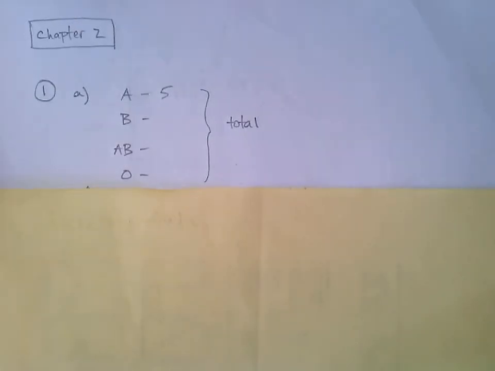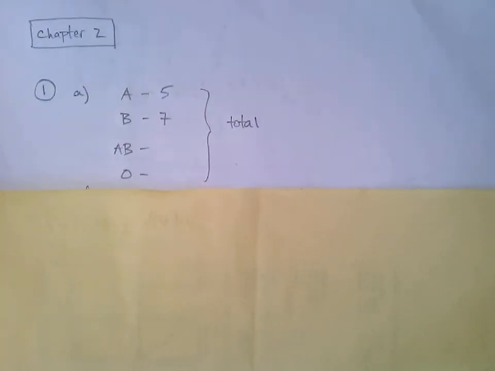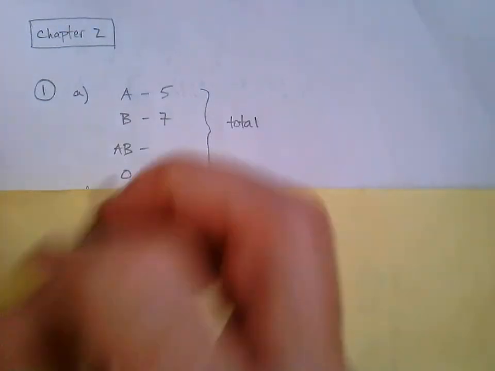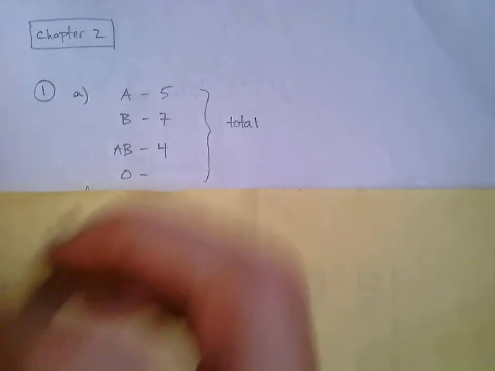So I'm just going to note that. How many type B's are there? So 1, 2, 3, 4, 5, 6, 7. There are 7 type B's. Okay. Type AB. 1, 2, 3. Not very many. Only 4 type ABs. And type O. 1, 2, 3, 4, 5, 6, 7, 8, 9 type O's.